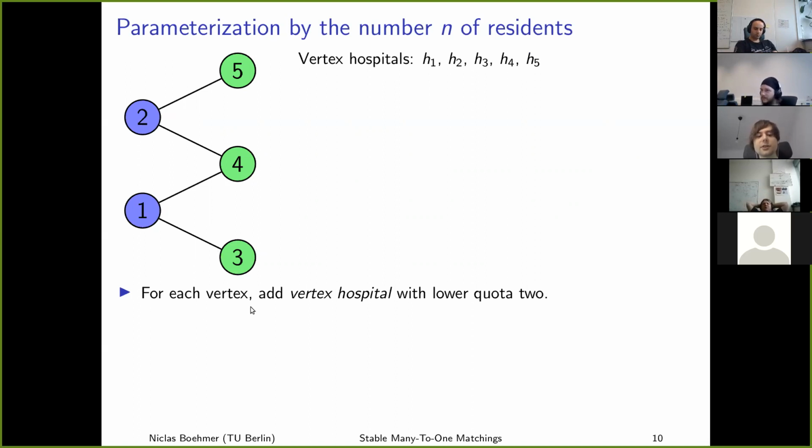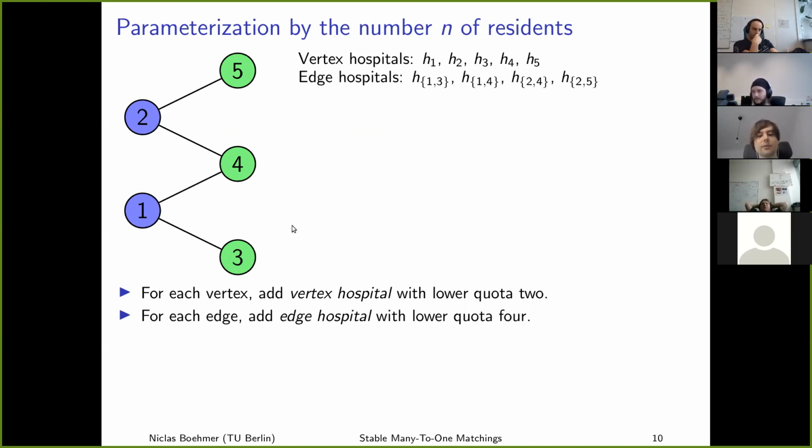First of all, for each vertex, we add a vertex hospital with lower quota 2. So for vertex 1, we introduce vertex hospital H1, for vertex 2, H2, and so on. Then we introduce for each edge an edge hospital with lower quota 4. So for the edge 1,3, we introduce the edge hospital H13. For 1,4, we introduce H14, and so on. And now we come to the, let's say, complicated part of the construction. And these are the residents and their preferences.